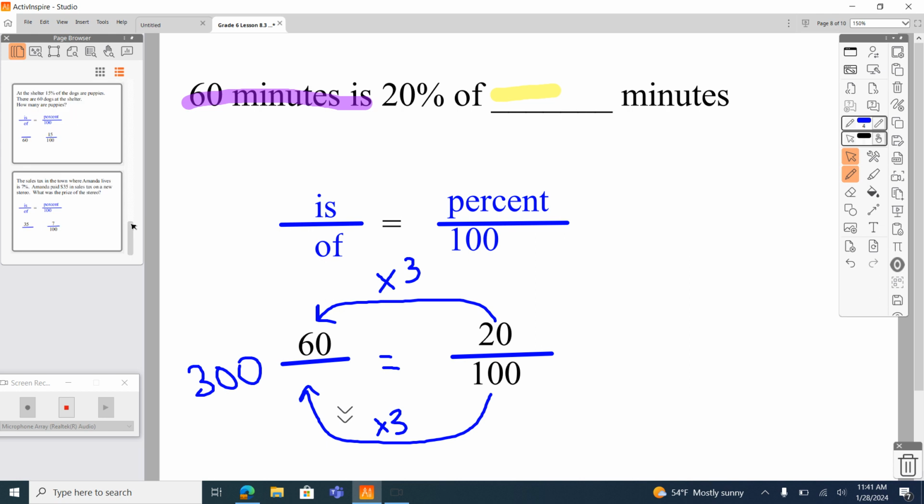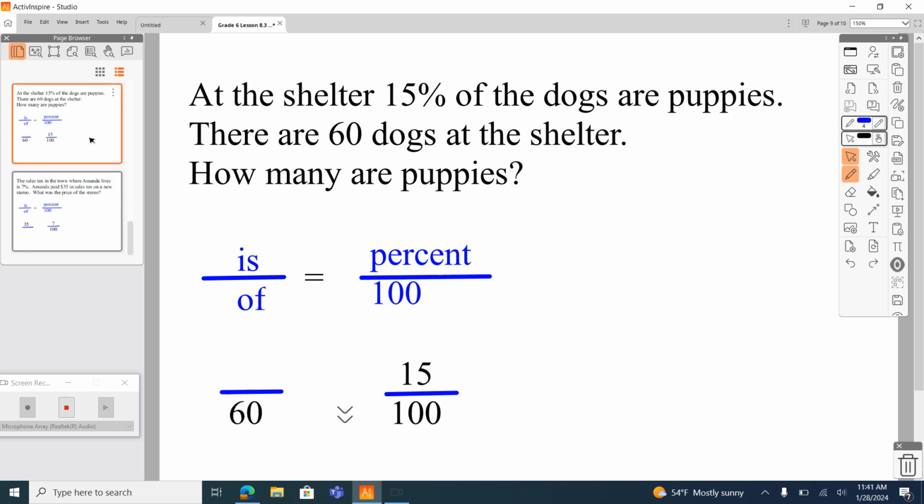Let's try a few word problems. At the shelter, 15% of the dogs are puppies. There are 60 dogs at the shelter. How many are puppies? So, a few ways we can do this. First of all, 15%, 15 over 100. By the way, okay, of is going with dogs. And they told me that there are 60 dogs.